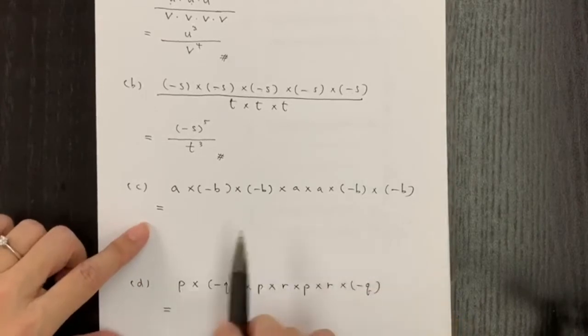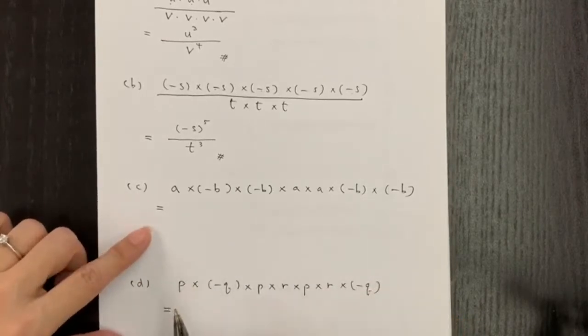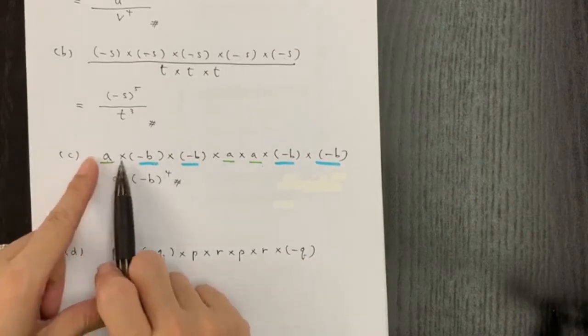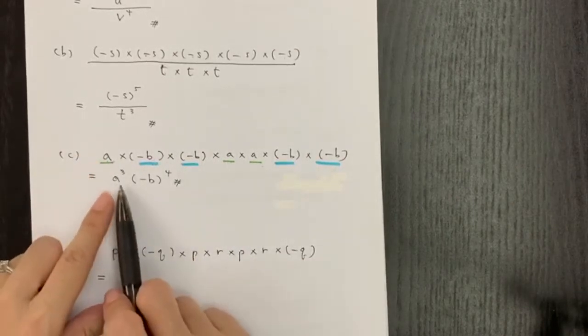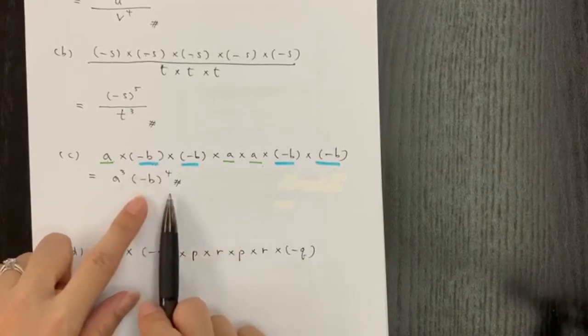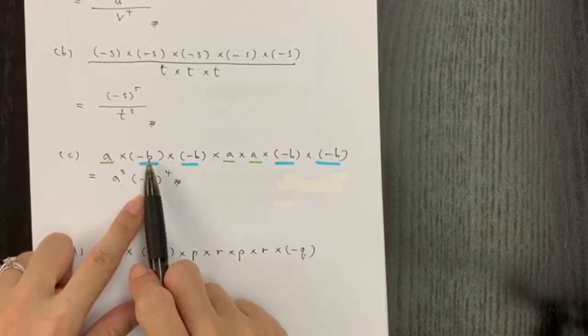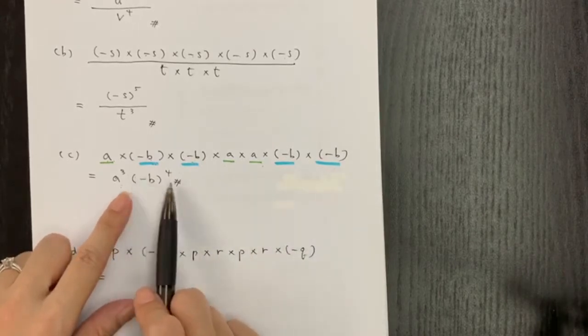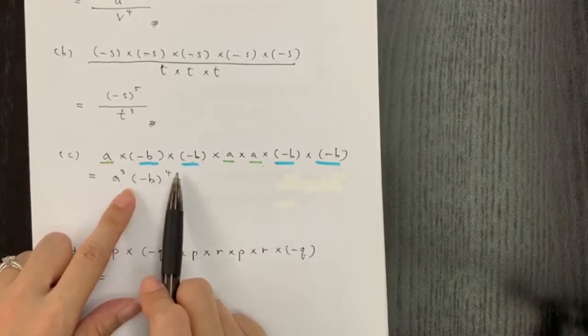All right, so now we come to C. Okay, how do we do that? The answer to this one will be a times a times a, so that will be a to the power 3. And now we come to minus b, so minus b 1, 2, 3, 4. So that will be brackets minus b to the power 4.